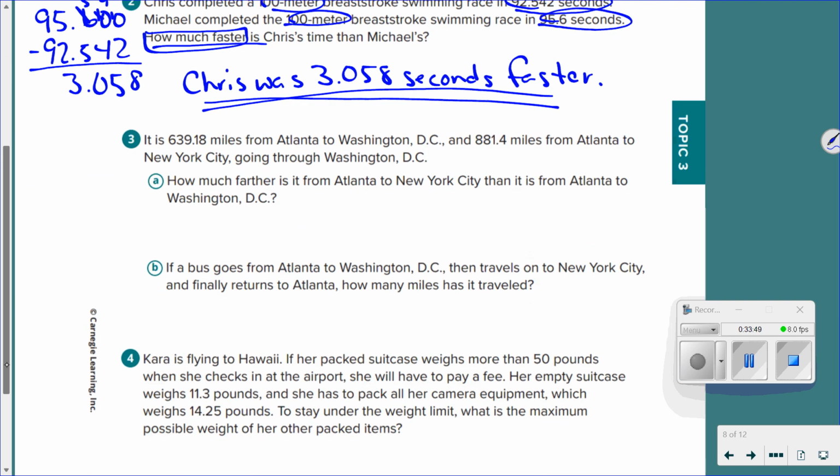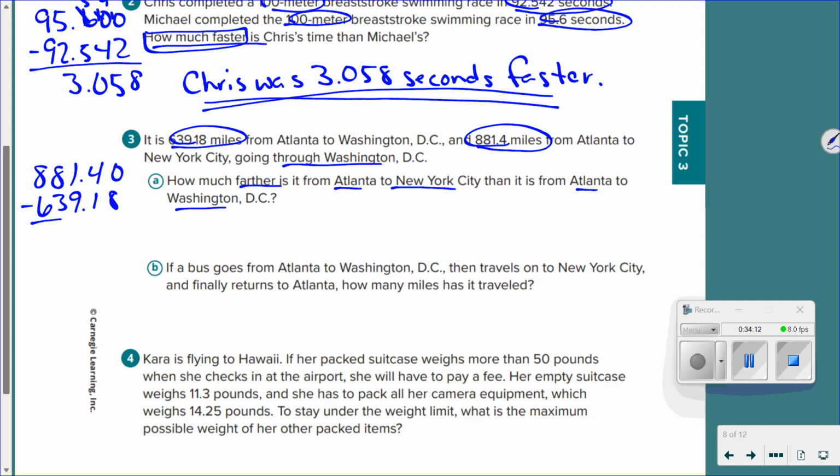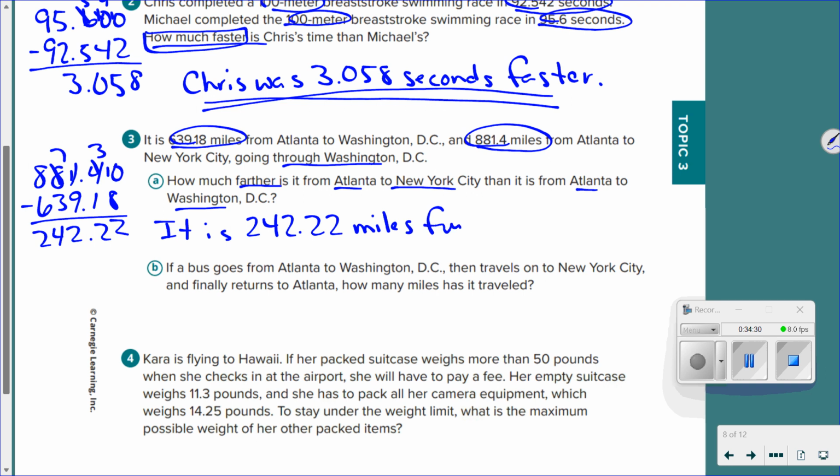Our third one, it's 639 from Atlanta, 881 Atlanta to New York, going through Washington, D.C. How much farther is it from Atlanta to New York City than Atlanta to Washington? So my first one, I'm actually going to subtract. So 881 and 4/10, subtracting 639 and 1800ths means I need to add 1 trailing 0. Gives me a 3, 2, 2 decimal. Borrow again. 2, 4, 2. It is 242 and 2200 miles further.